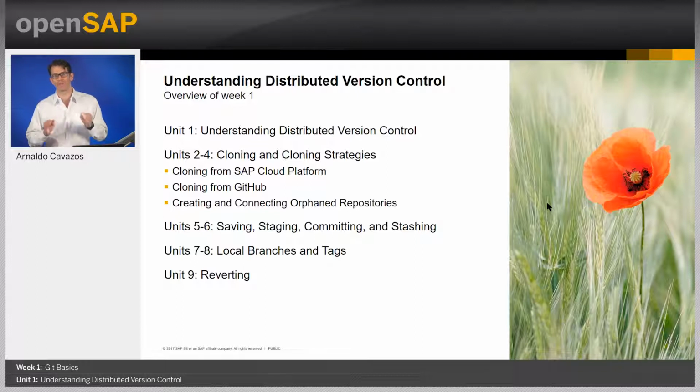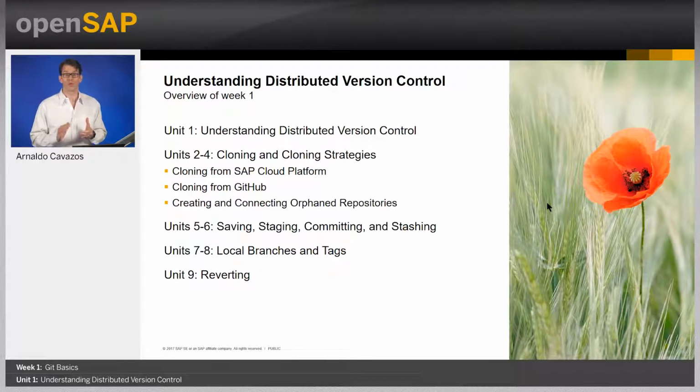In this unit, we're going to try to get a conceptual handle on the difference between a distributed version control system, like Git, and a centralized version control system that most developers are more accustomed to dealing with. In Units 2 through 4, we're going to talk about and give demos of the various cloning strategies you could use with your Git repositories.